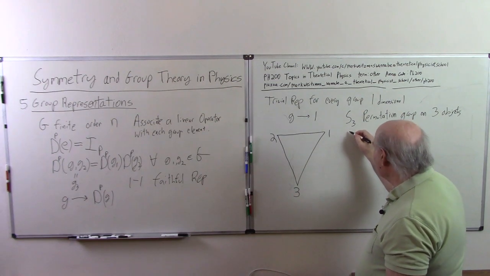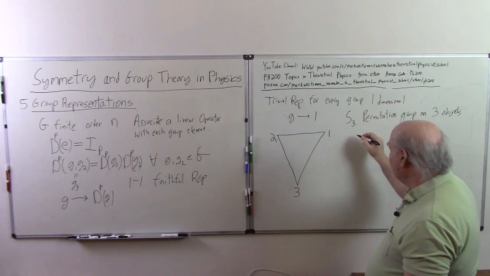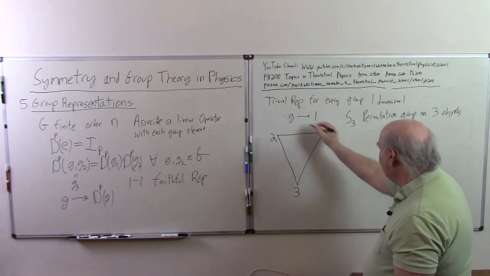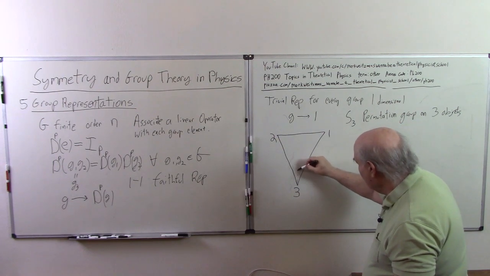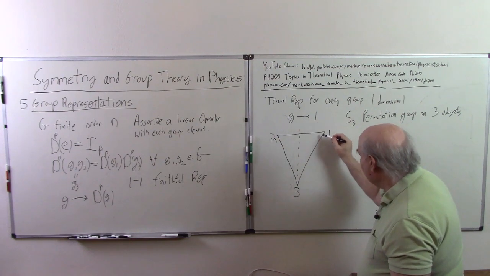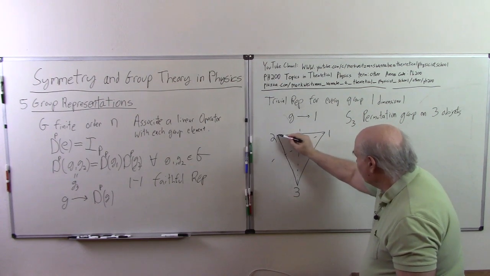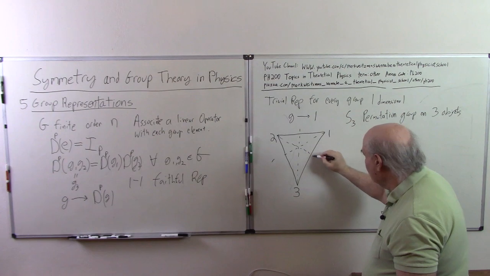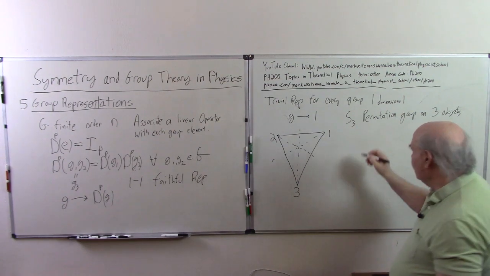So we had 6 elements. There's 3 factorial group elements. And the symmetries of this triangle are reflections about the perpendicular bisectors and rotations, 2 rotations. So let me just write them again.